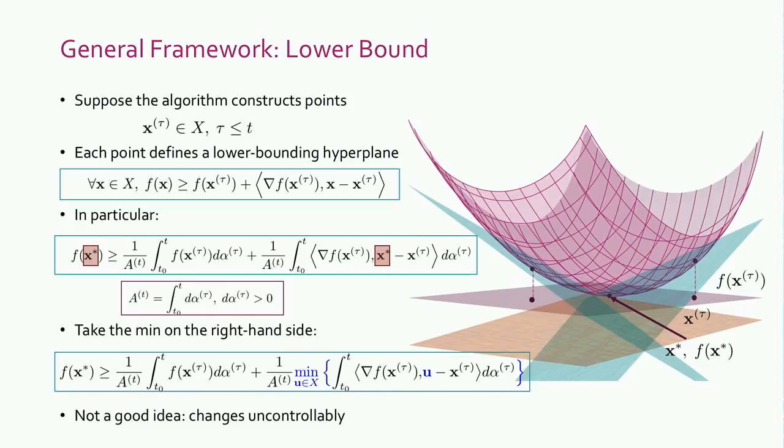But if you're careful enough, you can already see an issue with using this directly. The issue is that this lower bound depends on x star, which is my minimizer. And this is not something I know. It's something I'm trying to determine. So I cannot really evaluate it. One thing I could do is just take the min on the right-hand side and remove this x star.